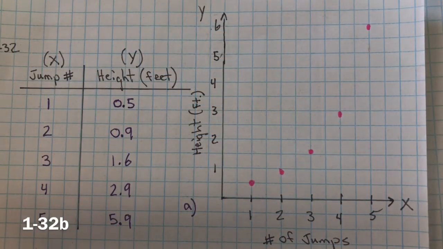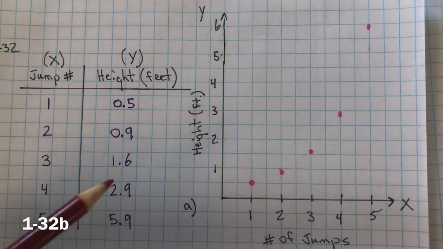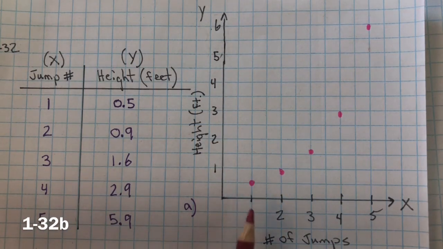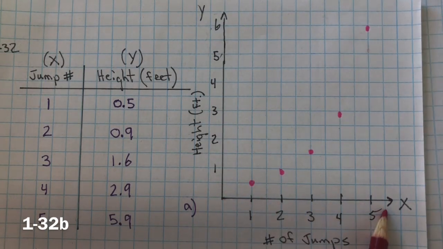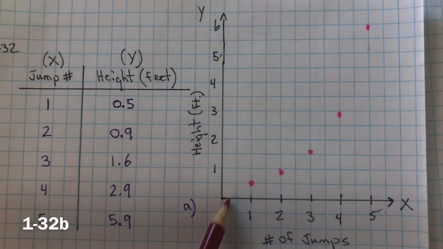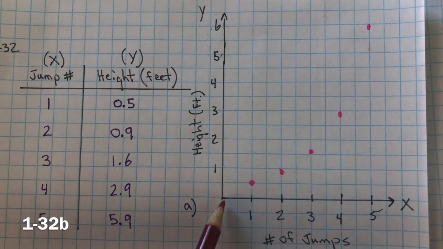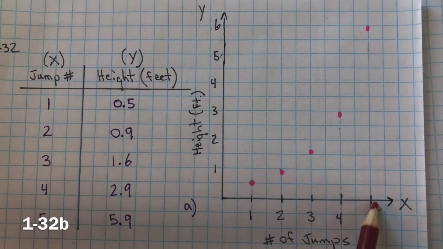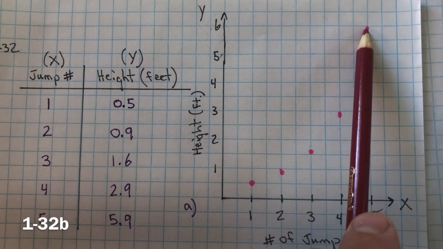For 132B, we need to fully describe the graph. Well, you should have a couple of the things that I'm going to be mentioning. One, the graph is a curve that is going up. As the number of jumps increases, the x values, the height also increases. So you can see 1 jump, the height is only 5/10, but as the number of jumps increases, it ends up being 5 and 5/10.